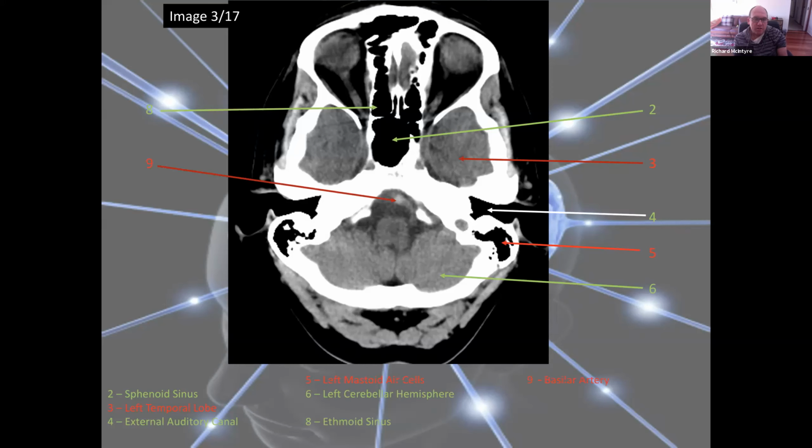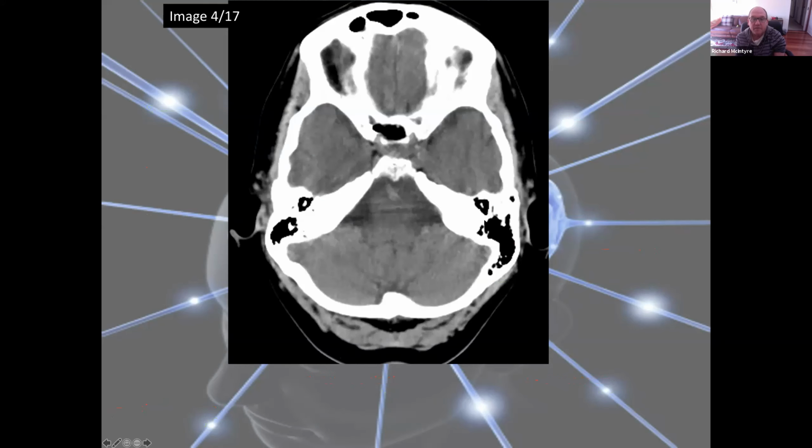Now we've got the basilar artery. We saw that we had two vertebral arteries here and here, and they've come together. You can even see how they're coming together to form the basilar artery, again part of the posterior circulation. The bottom of the frontal lobe, basilar arteries, mastoid air cells, cerebellum, and we've got the frontal sinuses.